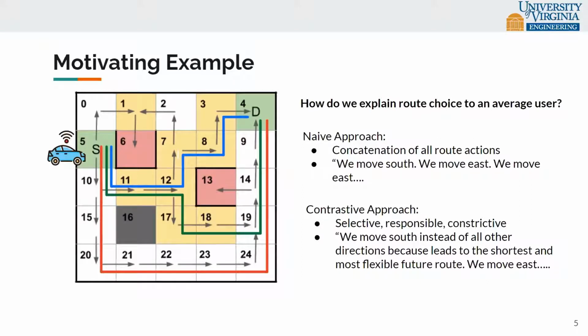Of course, we can naively show the actions taken at every state, but that would be tedious and even infeasible in larger models. Therefore, our approach here is to select a handful of critical states and only explain actions on those. Also, we not only explain what action to take, but also why that action is taken by comparing it to its alternative actions in terms of constrictiveness and responsibility.